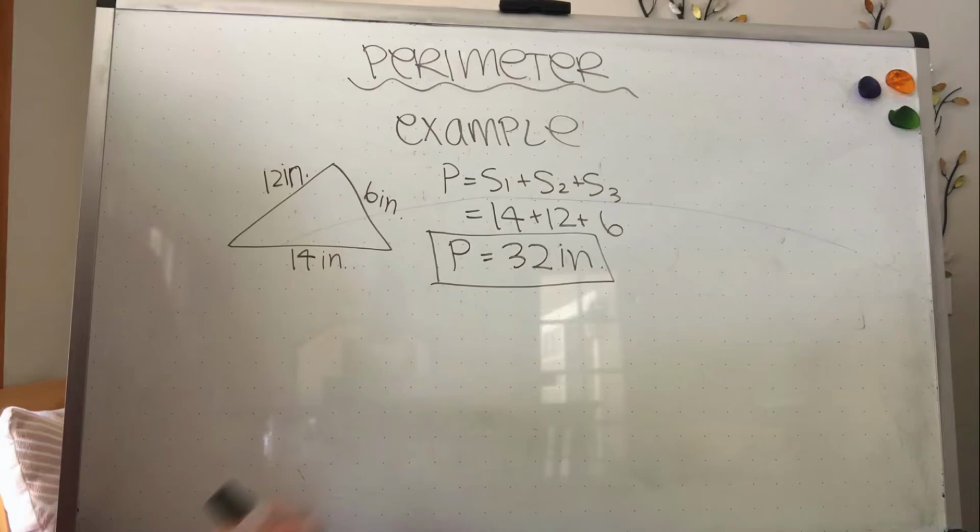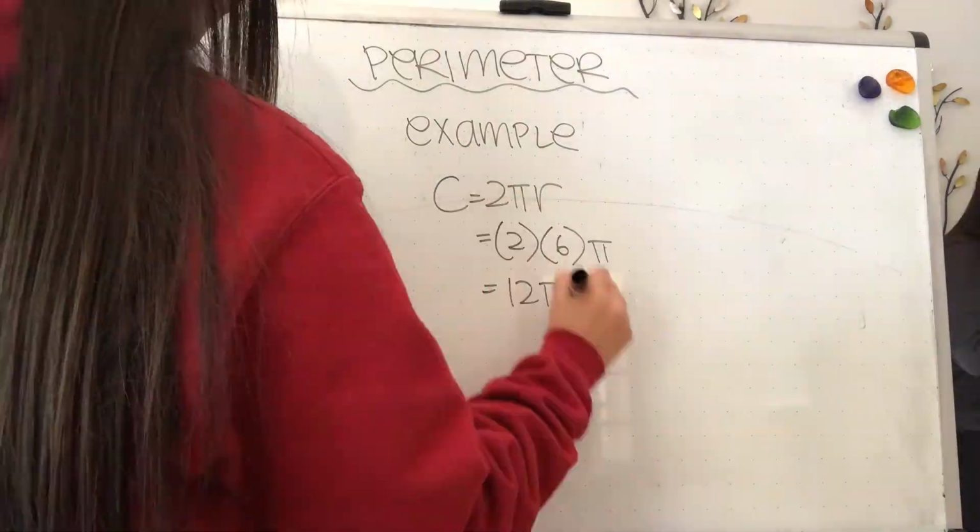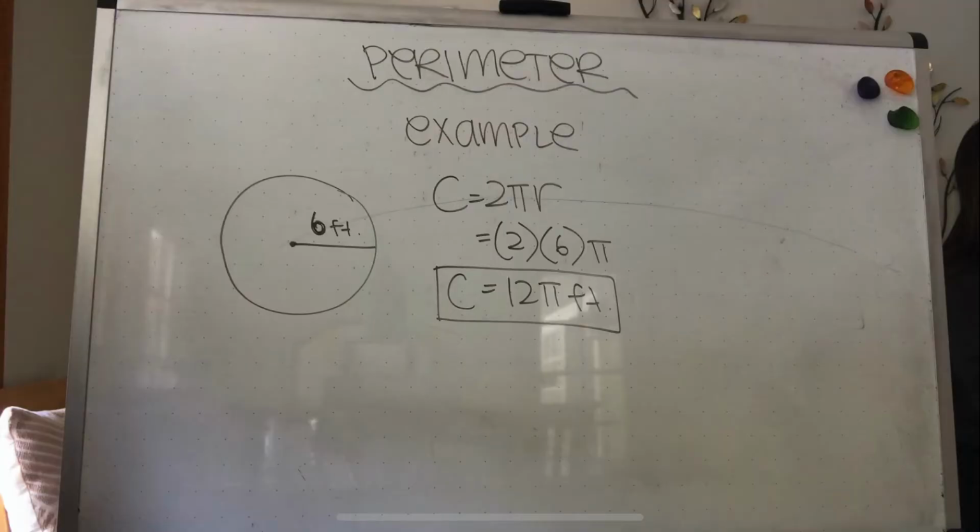So that's the perimeter. Next we have the perimeter of a circle, but it's not called the perimeter of a circle, it's called the circumference. But it's pretty much the same thing as a perimeter because it's calculating the length around the shape. The formula for the circumference is 2 pi r. For this example, it gives us the radius, which is 6 feet. So we just have to plug it into the formula. 2 times 6 times pi equals 12 pi feet.